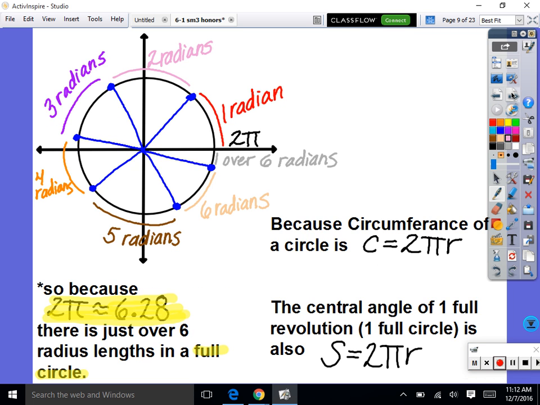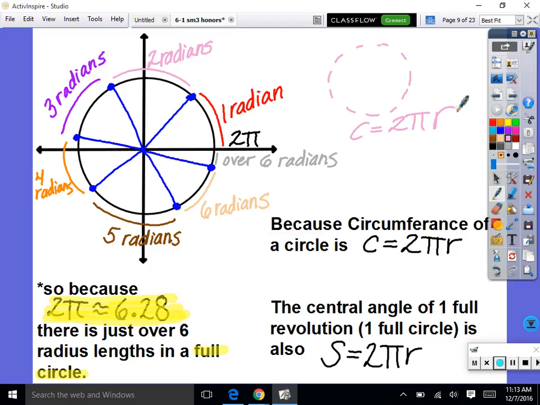Okay, so you might want to draw this down because you will be using this in the book. So everybody pay attention so that this makes sense to you. Because circumference of a circle, so the circumference is the physical distance of the outside of the circle. Circumference of a circle is 2 pi times the radius. Everybody knows that formula. That would give us the physical distance of the outside of the circle. So because circumference of a full circle is 2 pi r, the central angle of one full revolution, the central angle of a full circle, is also going to be equal to 2 pi r.